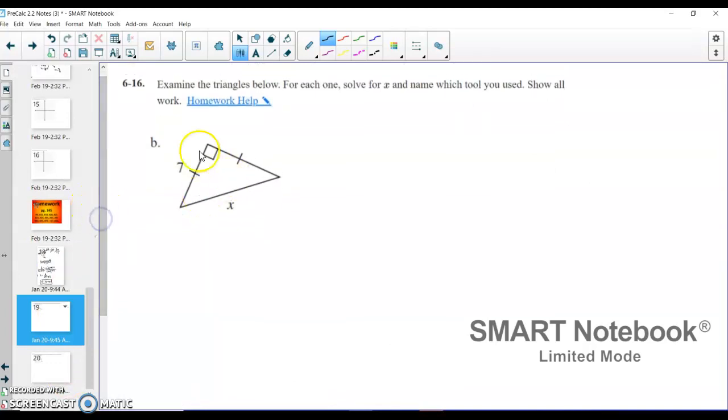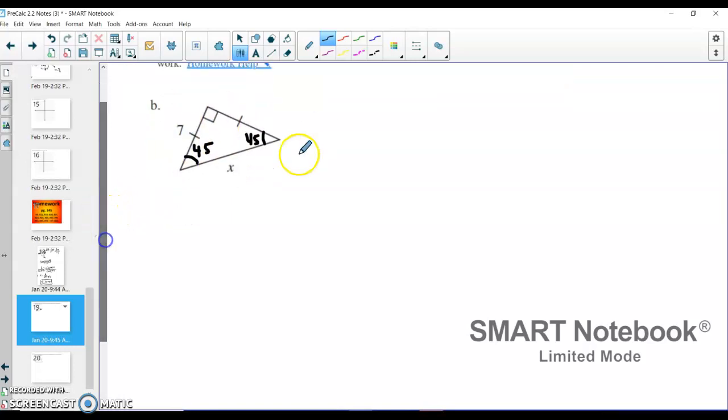Now, I'm going to do part B. Part B is going to be an example of a 45, 45, 90 triangle. I know that because it's an isosceles right triangle, and if you have an isosceles right triangle, it's going to be a 45, 45, 90 triangle. What I mean by isosceles is I see that there are 2 congruent sides with a right angle.